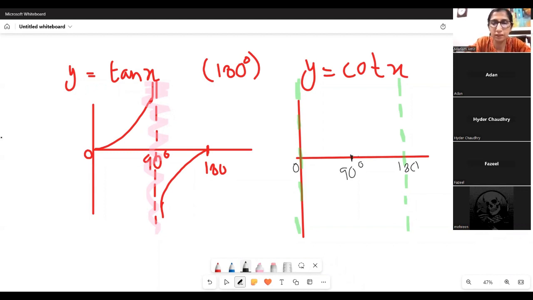So what happens, ये curve जो है वो एक तरह से कह लो कि reflect हो जाते हैं. So you will get a curve like this. ये reflect हो गया and the other continuous curve will be like this. ये बन गया cotx.